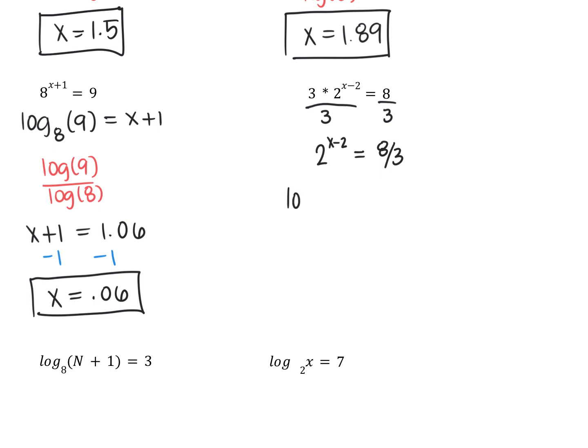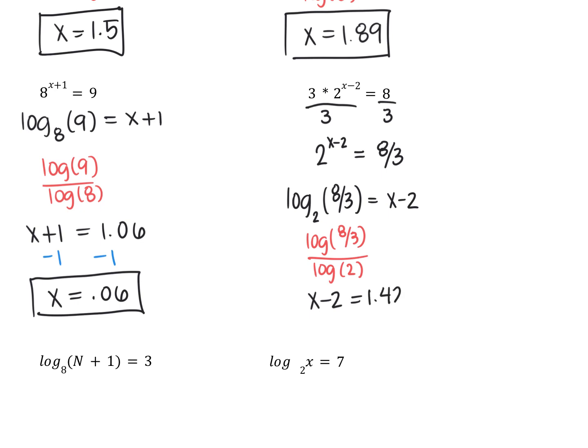So when I convert it to logarithmic form, my base is going to be 2, log base 2 of 8/3 equals x minus 2. In our calculator, we're going to do log of 8/3 divided by log 2, and we end up with x minus 2 equals 1.42. So to solve for x, we'll add 2 to both sides, and we get that x is 3.42.